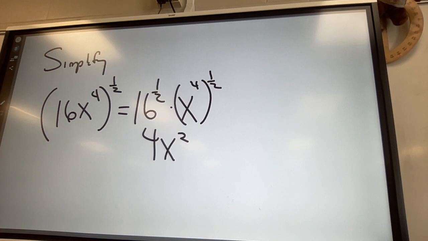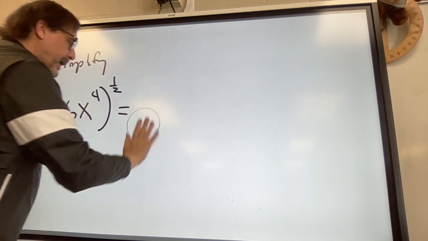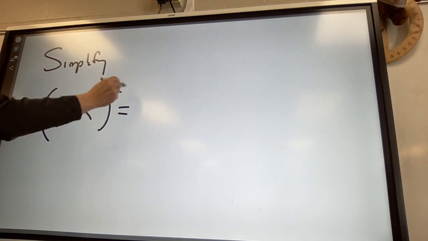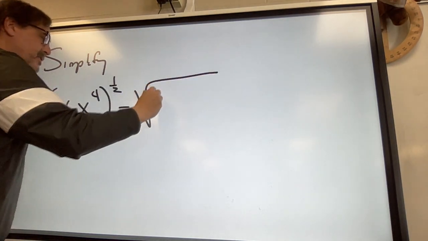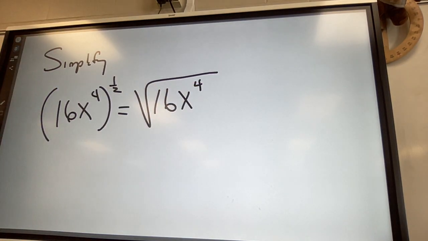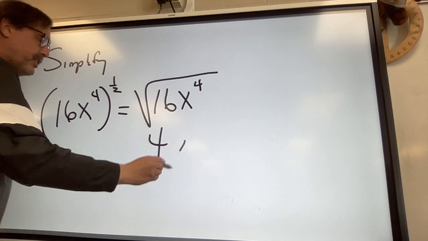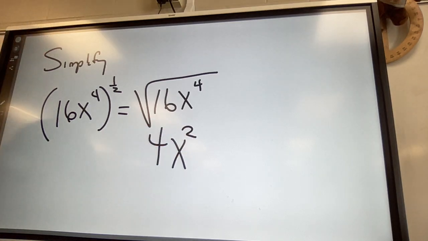All right. Another way to do this, and maybe a friendlier way, is this. That means square root. The square root of 16 is 4. The square root of x to the fourth is x squared. That's possibly a friendlier way to go about that.